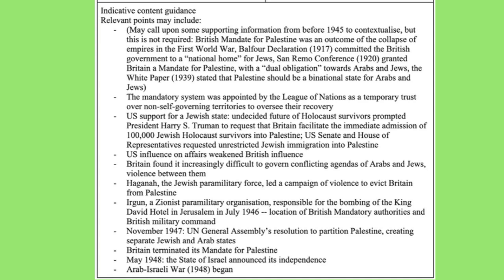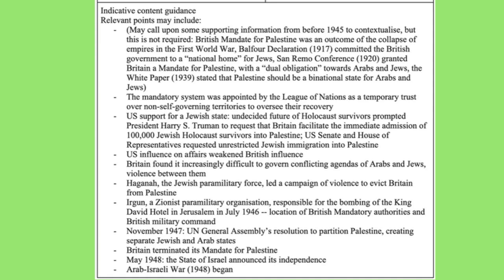So one point could be about the US support for a Jewish state. So the US Senate and House of Representatives requested unrestricted Jewish immigration into Palestine. And with the USA's increasing influence over affairs, the British influence over affairs started to weaken, and it made it increasingly difficult for Britain to govern the conflicting agendas of Arabs and Jews.